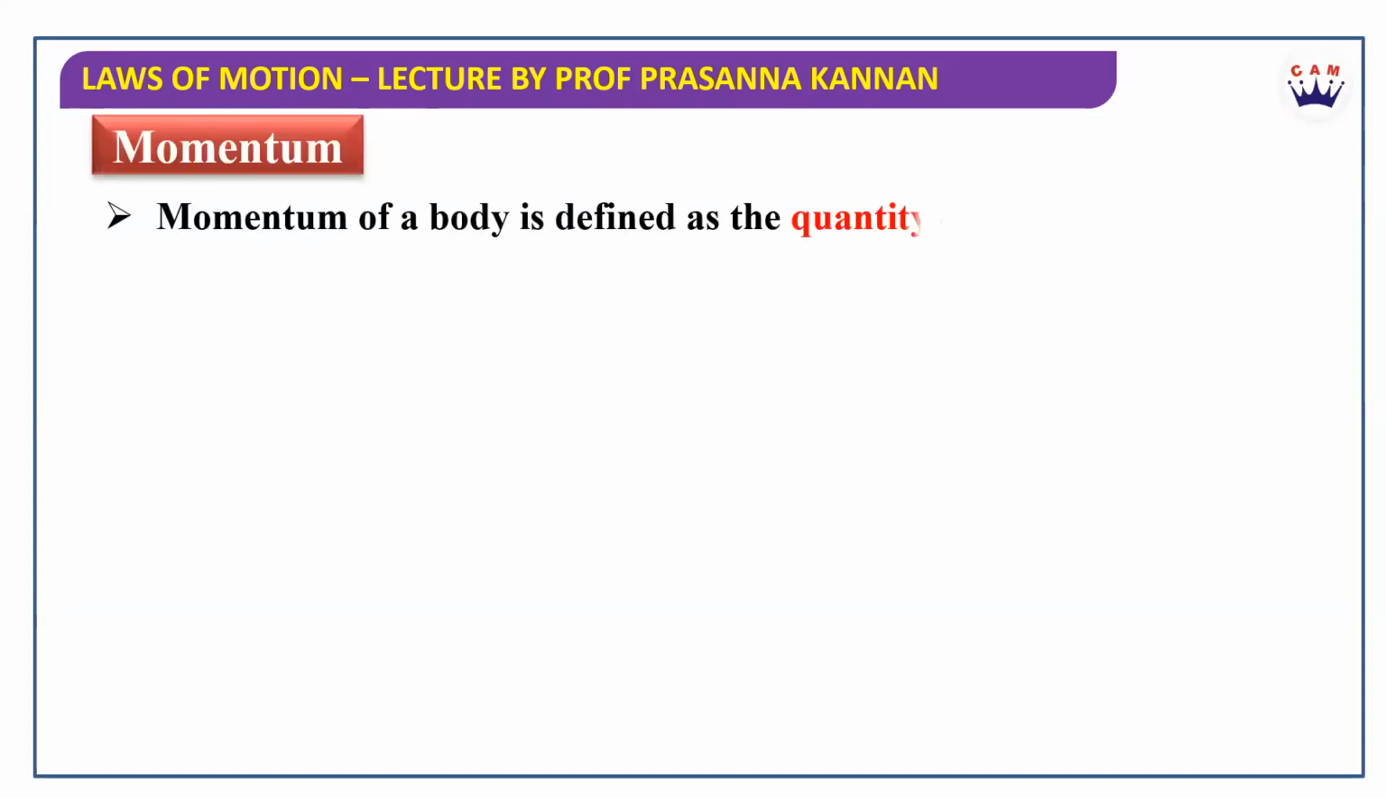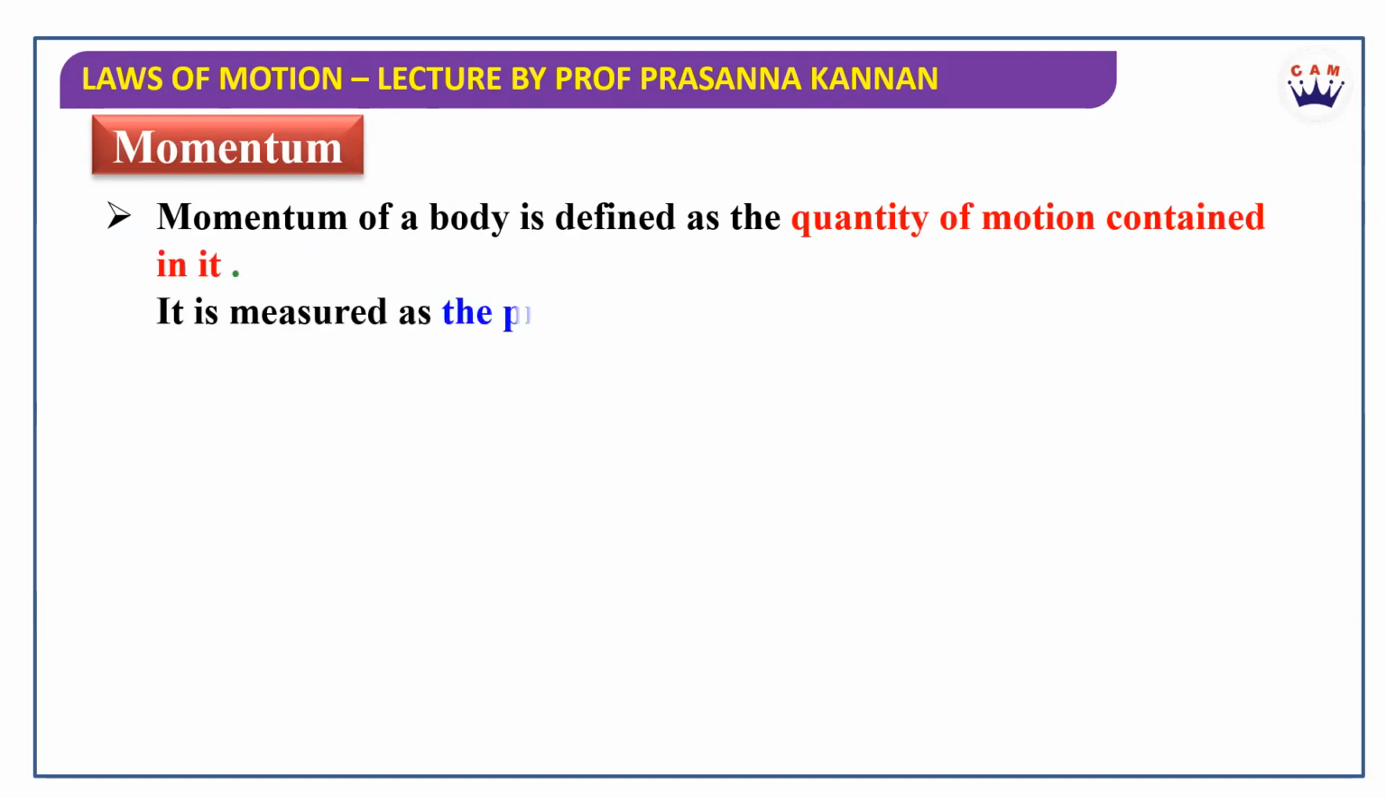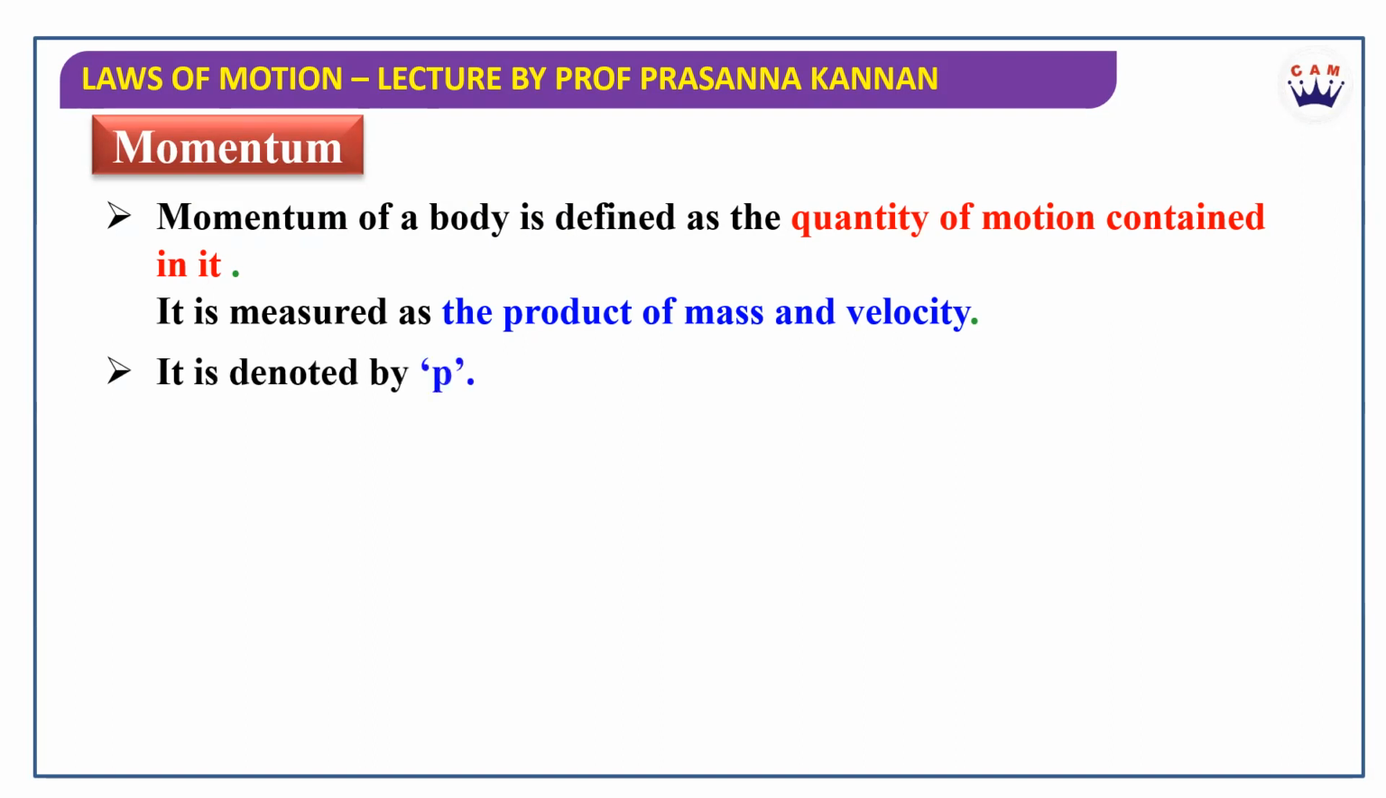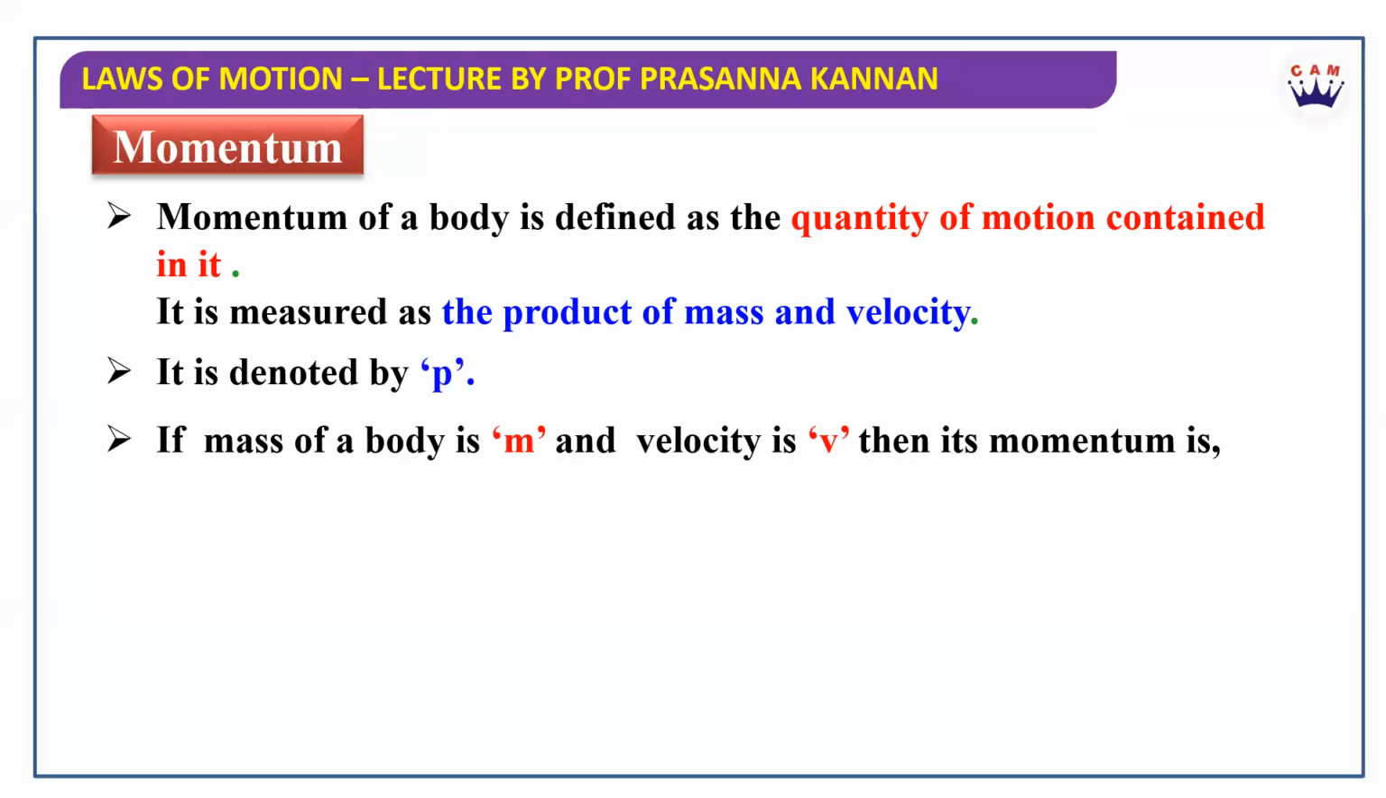Okay, guys. What is momentum? How do you define momentum? Momentum of a body is defined as the quantity of motion contained in it, or in simple terms, it can be measured as the product of mass and velocity. This is denoted by P. If mass of the body is m and velocity of the body is v, then momentum is given by P is equal to mv. Right? And it is a what quantity, guys? Vector quantity. Yes.